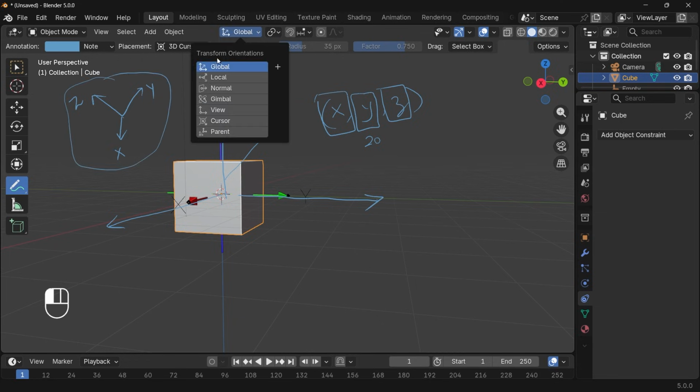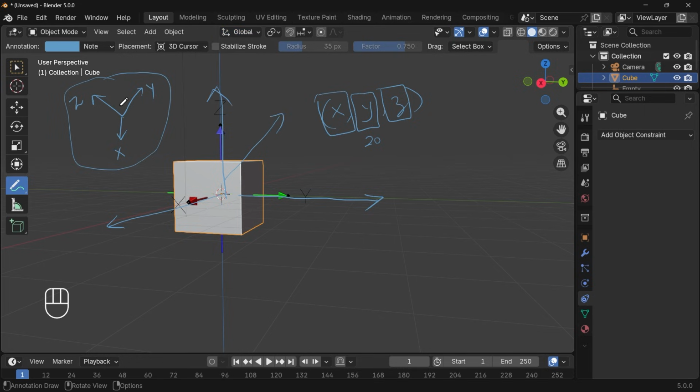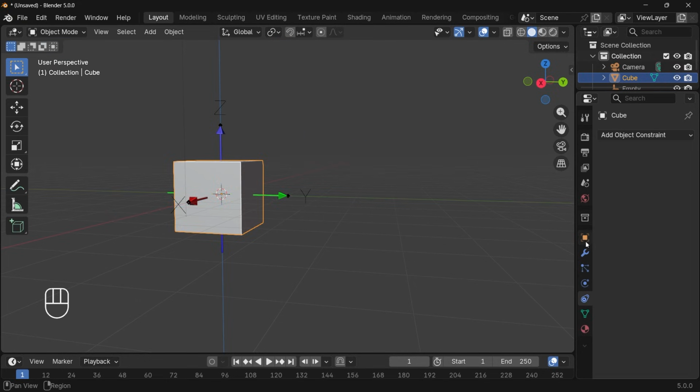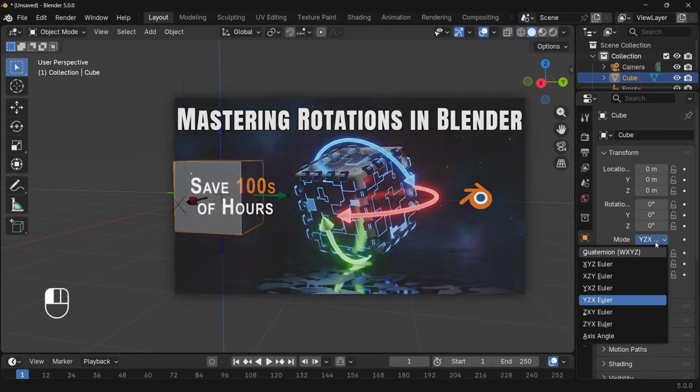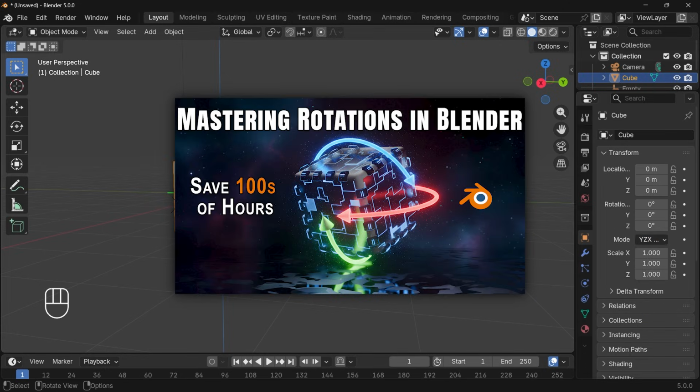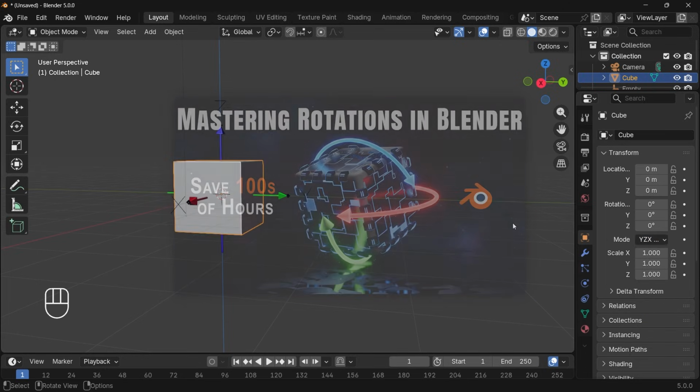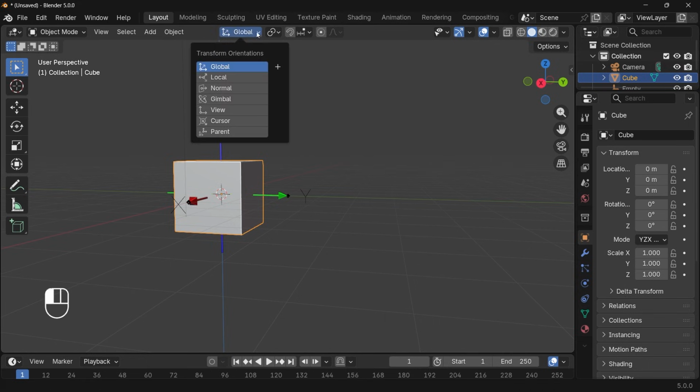And the transform orientation essentially determines what reference coordinates we are going to be using when we make any transformation, such as rotation, movement, or scaling. In a previous video, we did talk about the different rotation modes, such as Euler rotations, axis angle, and quaternions. So definitely do check out that video over here if you haven't already, because that also forms one of the foundations for understanding the transform orientations. But other than that, we will be going step by step. So let's go ahead and understand what the global transform orientation is.